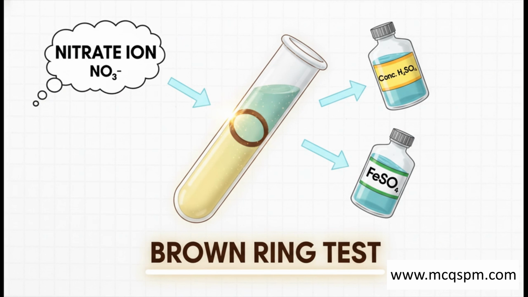So here's the bottom line, the big takeaway. When you see the words brown ring test, your brain needs to immediately scream nitrate ion. This is one of those things you just have to burn into your memory for the exam. Know the recipe, know the steps, and you will nail this question every single time.